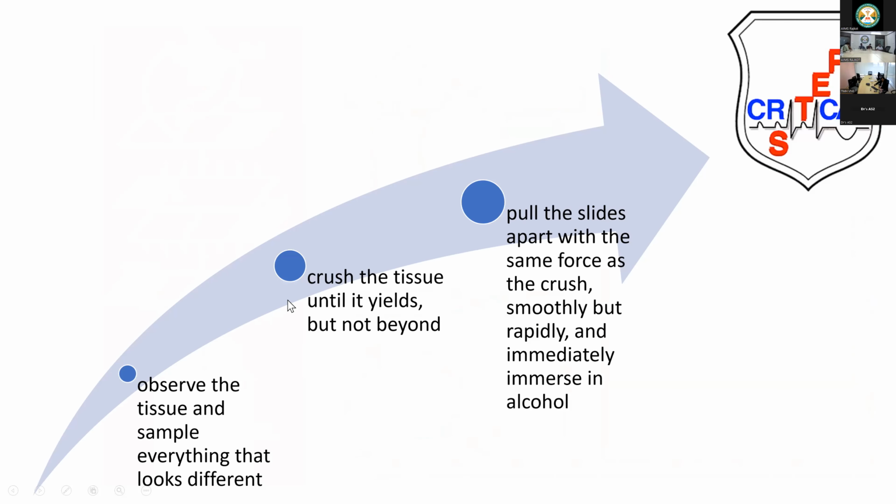So what are the critical steps? First and foremost, observe the tissue and sample everything that looks different. Touch the tissue gently, but not beyond that, because if we give more pressure, it is likely to damage the nucleus and there will be shearing artifact. But it should not be too little pressure either, because we have to break the matrix. Otherwise, we will not get any good smear. Pull the slides apart with the same force as the crush, smoothly but rapidly, and immediately immerse in alcohol.